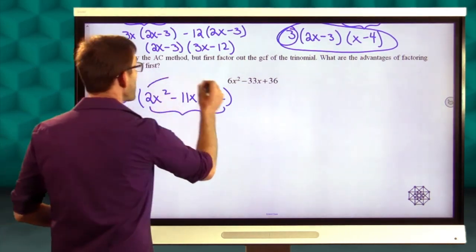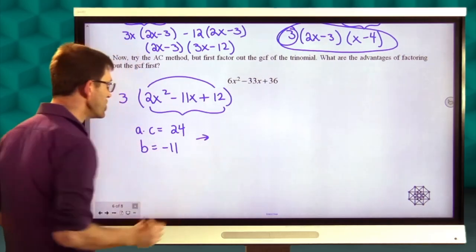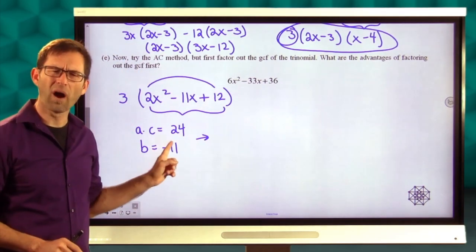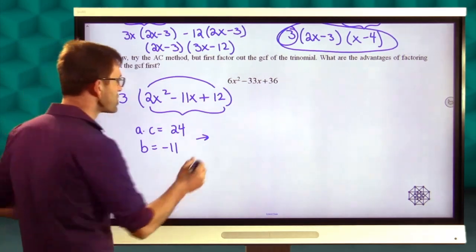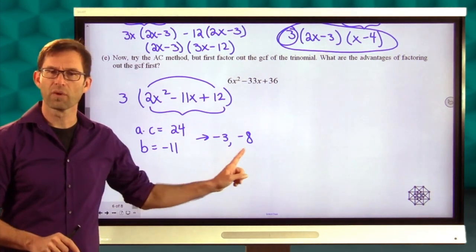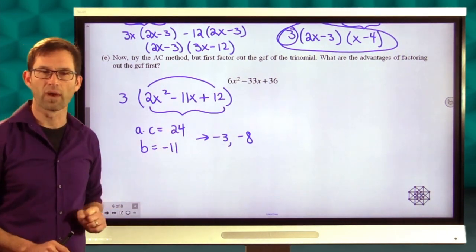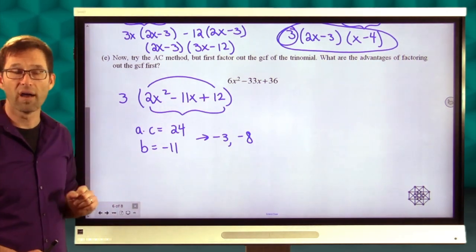Right? So I might go like this. Well, let's see, I've got a times c is equal to 24, b is equal to negative 11, right? What are my two numbers? Well, they have to have a product of positive 24, but a sum of negative 11, and those two numbers would then be negative 3 and negative 8. And again, let's just pause for a second here. Negative 3 times negative 8 is positive 24, and negative 3 plus negative 8 is negative 11.